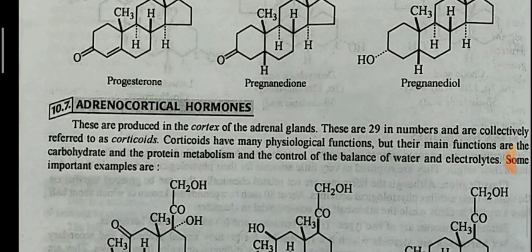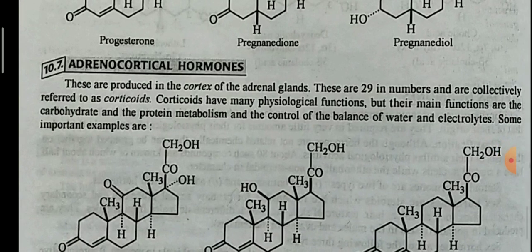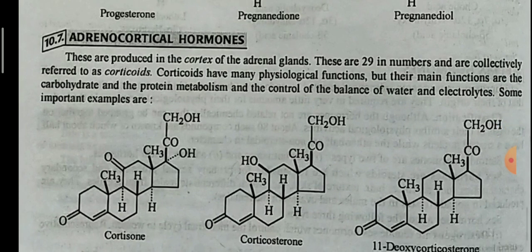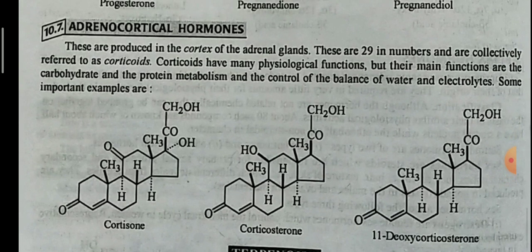Adrenocortical hormones. These are produced in the cortex of the adrenal glands. These are 29 in number and are collectively referred to as corticoids. Corticoids have many physiological functions, but their main functions are the carbohydrate and protein metabolism and the control of balance of water and electrolytes. Some important examples are cortisone, corticosterone, and 11-deoxycorticosterone.